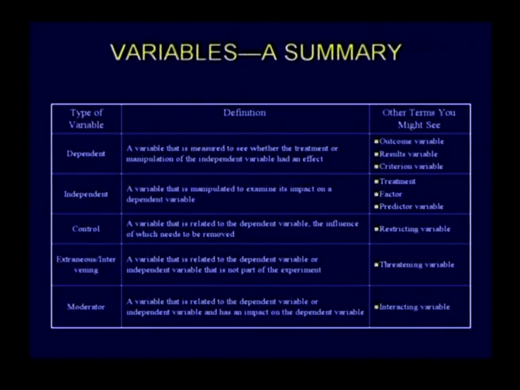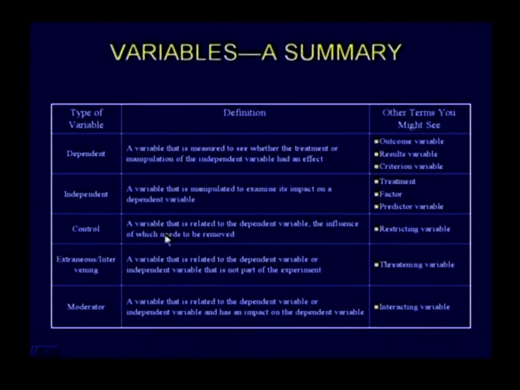Here's a summary of different variables, their impact and their definitions. Dependent variable: a variable that is measured to see whether the treatment or the manipulation of the independent variable had an effect. This is called outcome variable, results variable, or criterion variable. Independent variable is the one that is manipulated to examine its impact on the dependent variable. This is called treatment variable, factor variable, or even predictor variable.